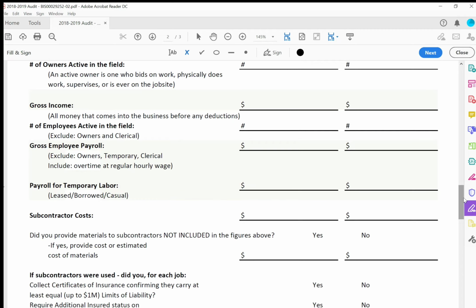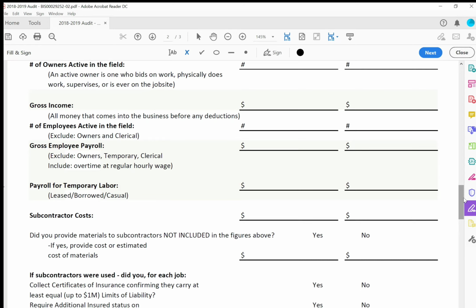This says number of employees in the field. On this one specifically, they exclude the owners and the clerical. Gross employee payroll, that's the next line. Again, pretty self-explanatory. The next one is payroll for temporary labor. Again, leased, borrowed, casual employees.